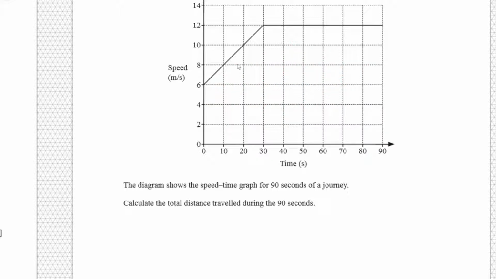Just to remind you, the slope, the gradient, gives you acceleration, or deceleration. But that's not the question. The question is about distance. Distance is the area under the line, under the graph. Now, this is not a shape that we have learned. This is some random shape. However, we can break this down into shapes that we recognize.